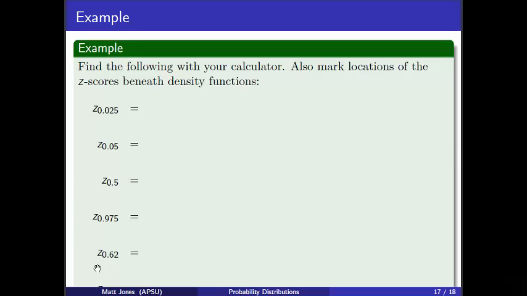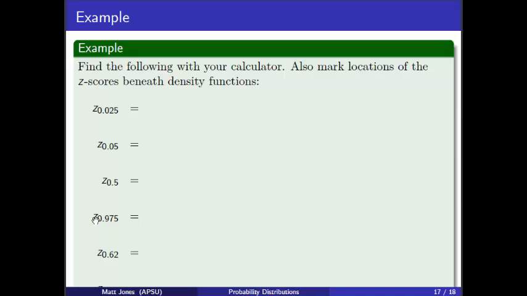Why don't you try the last three on your own? Why don't you pause the video and see if you can do these. Okay, I'm going to work through these now, so if you haven't paused the video and tried them on your own, then maybe you want to go ahead and do that.